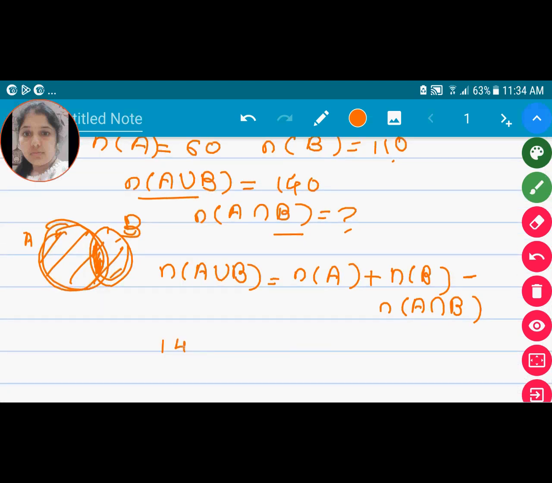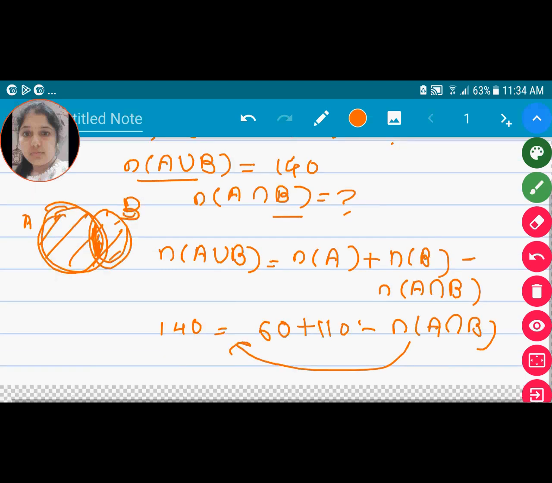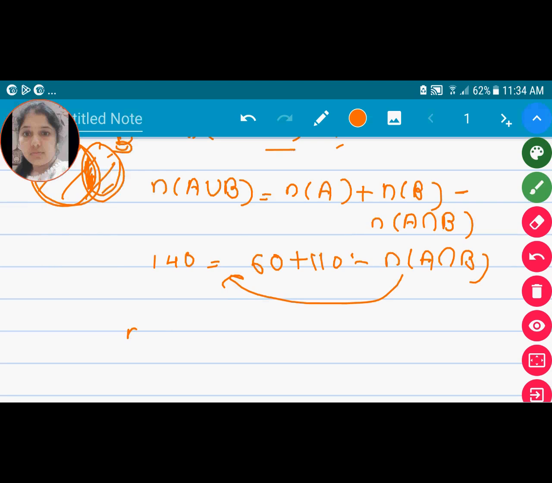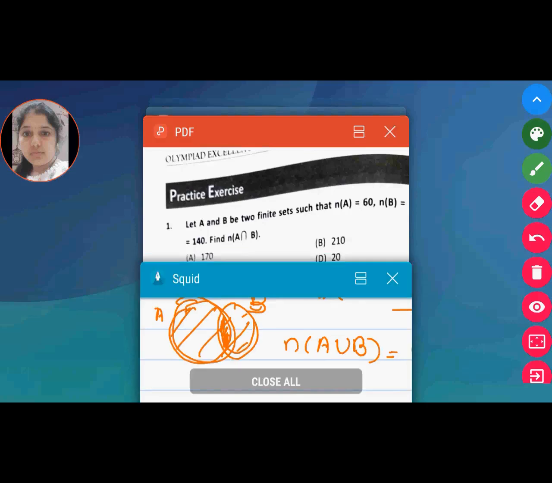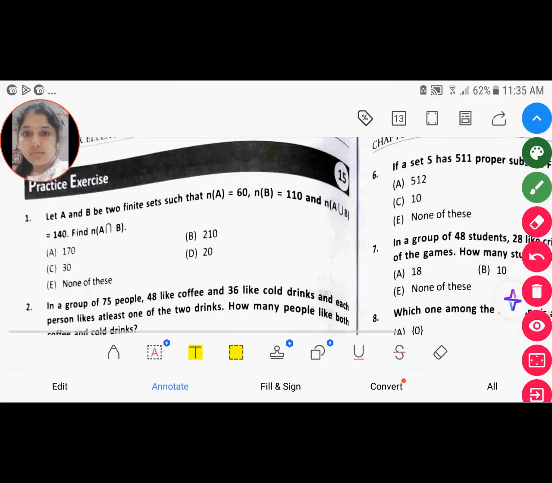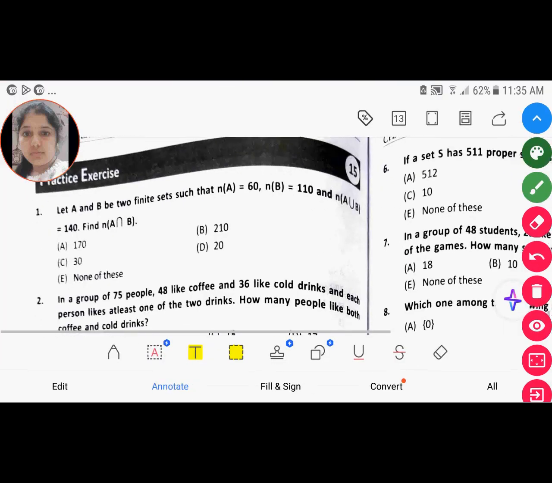Now put all the values. 140 is equal to 60 plus 110 minus n(A intersection B). Now this will come to the left hand side and 140 will come to the right hand side. So it becomes number of elements in A intersection B is equal to 170 minus 140. So answer is 30. So see where is the answer. So answer C is the correct answer.